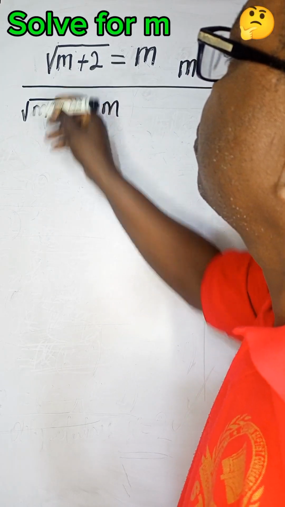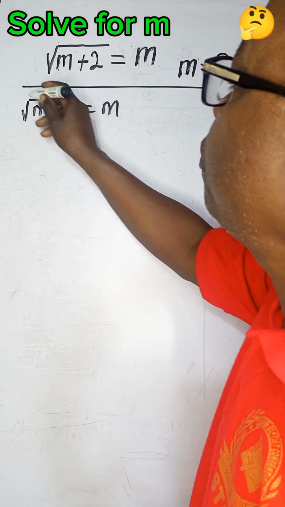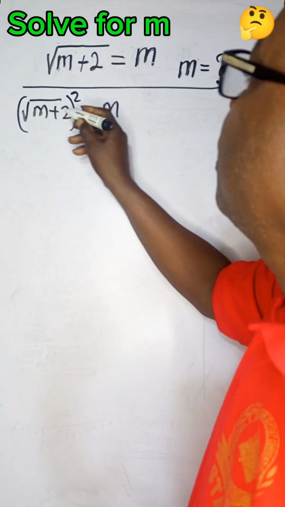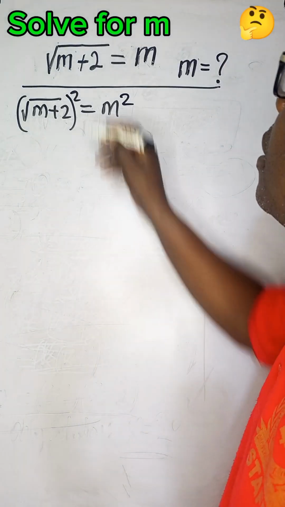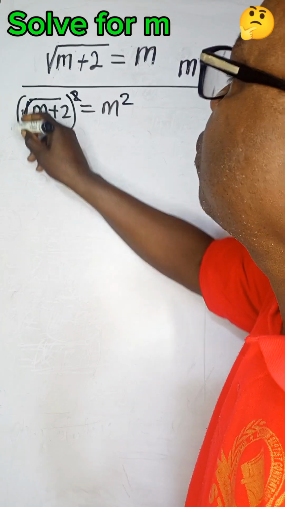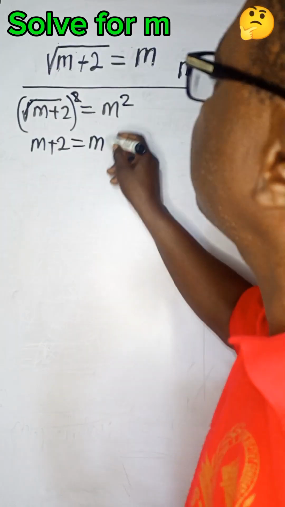The first thing to do is to remove the square root. What's the opposite operation of square root? The opposite operation of square root is square. If we square one side, to respect equality, we have to square the other side. This square will remove the square root. We have m plus 2 is equal to m squared.